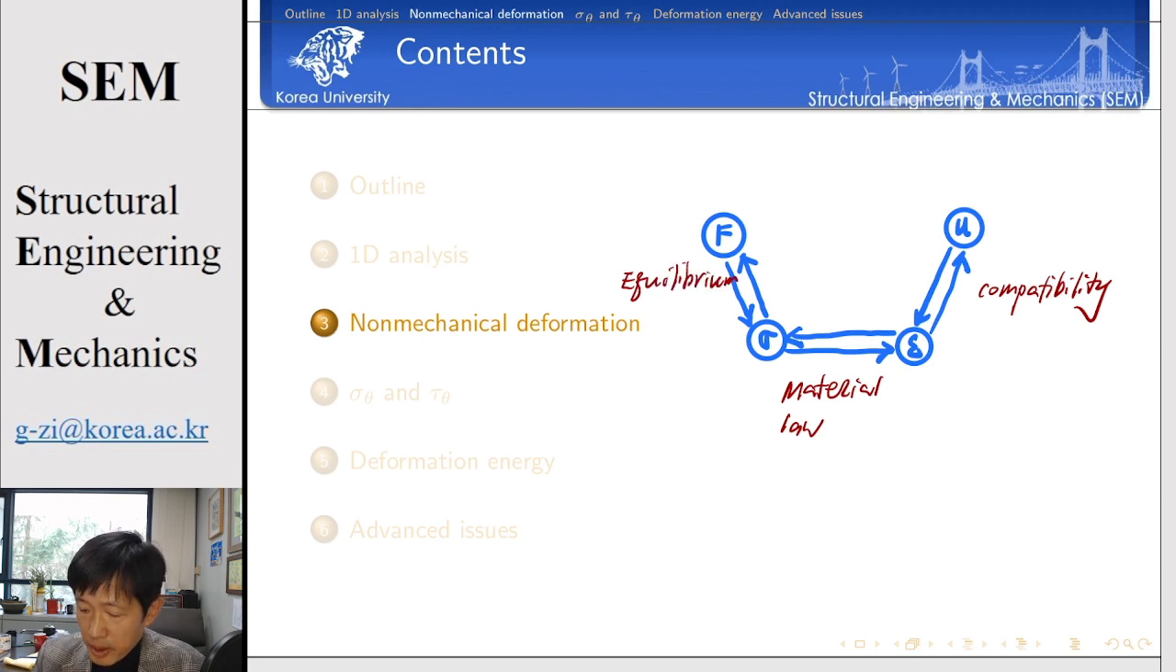Okay, look at this. Today we'd like to talk a little more about the strain part here. Actually here we can calculate strain from two different directions. So once we have a certain stress value, then we can calculate the strain. By means of what? By means of the material law.